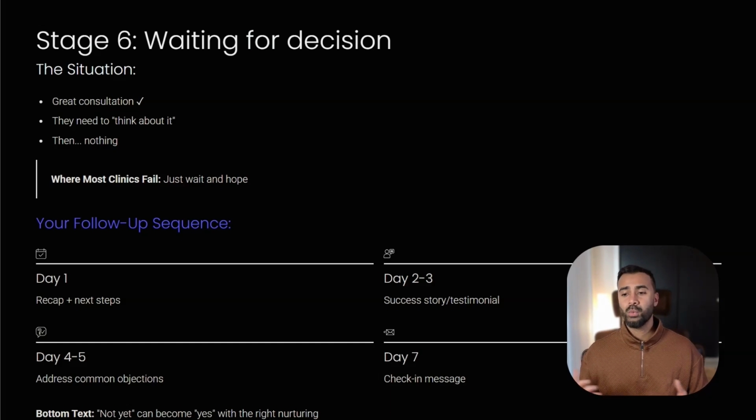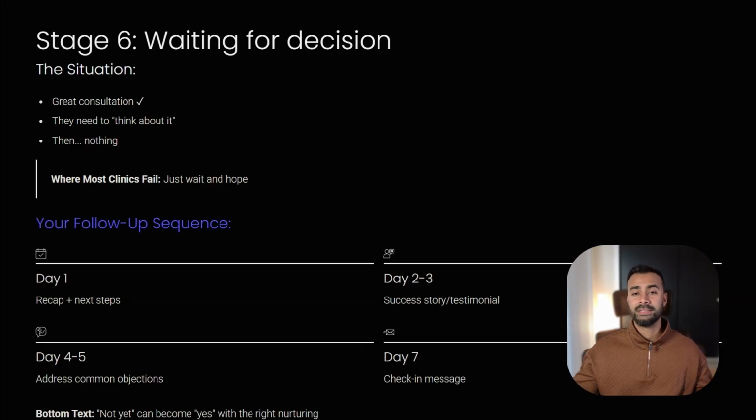Then in a couple of days, you want to share a success story or a testimonial, because this is going to help solidify the reason why they're looking for that treatment. A couple days after that, you want to talk about common objections that they have. And this could be, it's too much money. Maybe you have a finance plan you can offer them. But it's too much of a time commitment. Maybe you can figure out a way to work around their schedule.